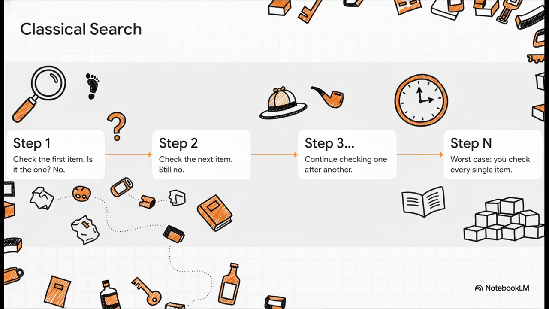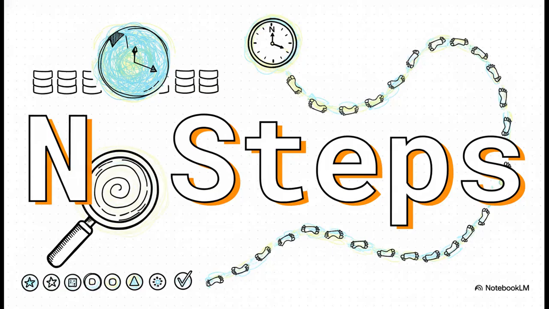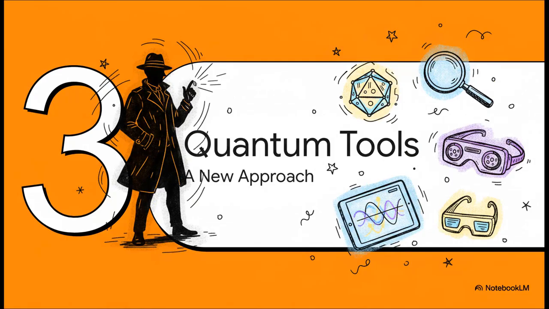The classical detective's method is just exhaustive. It picks up the first piece of evidence, checks it, nope, not the one, puts it down, moves to the next, one by one by one. It's reliable for sure, but you can see how this would take an incredible amount of time. And that brings us to the biggest problem. If your database has n items, our classical detective might, in the worst-case scenario, have to check every single one. That's n steps. So for 1,000,000 items, that could mean 1,000,000 checks. Yikes. But what if there's a better way?